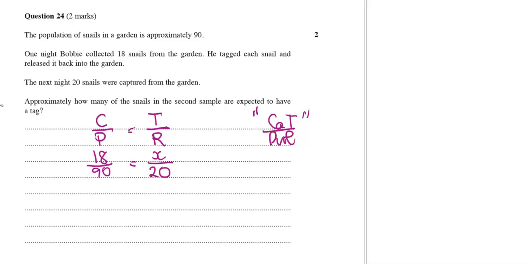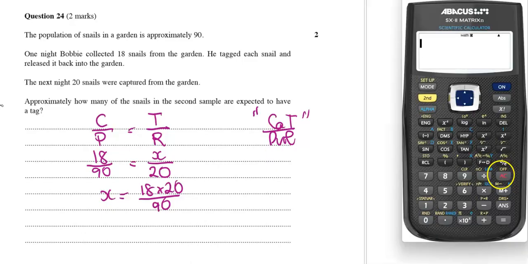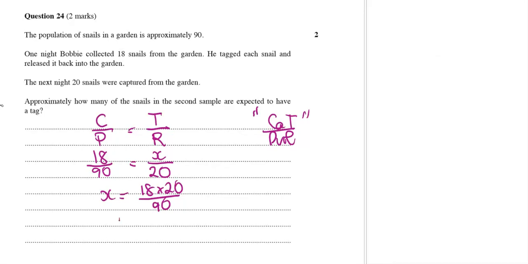Let's make x the subject of that equation. X equals 18 times 20 divided by 90. You might have to put that into your calculator. 18 over 90 of 20. The answer is 4.